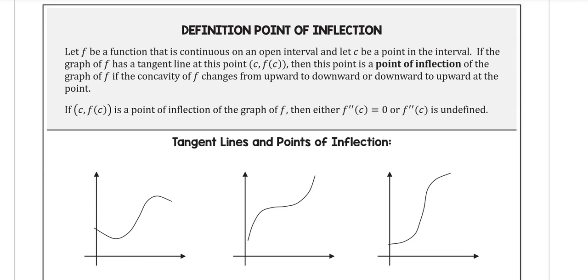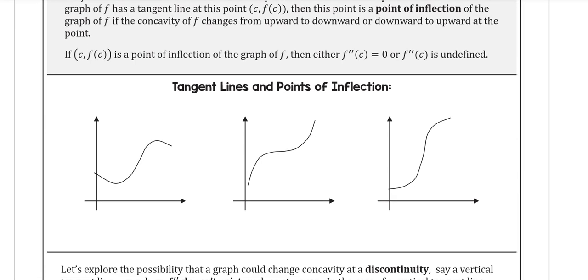So if (c, f(c)) is a point of inflection of the graph, then there are two choices: either the second derivative at c is 0, or the second derivative at c is undefined. Putting a visual representation to this, here's what we have.